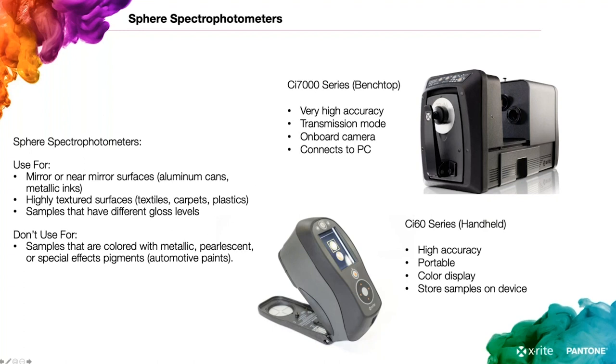So on the right here, we have an example of our CI 7000 series, which is a benchtop sphere-based spectrophotometer. These are very highly accurate. And what these also have is a transmission mode. So you can measure things like orange juice. If you see on the right here, I'm highlighting with my mouse, it's kind of hard to see, but there's an open area in the device. We have a sample holder where you can measure, let's say, the color of glass or something, or a sample that you can see through, a piece of plastic. You can measure that because it can measure transmittance. So the light goes through the sample and it's collected by the sphere in the device, and it returns spectroreflectance, specular included and specular excluded.